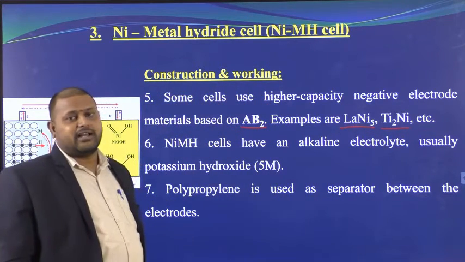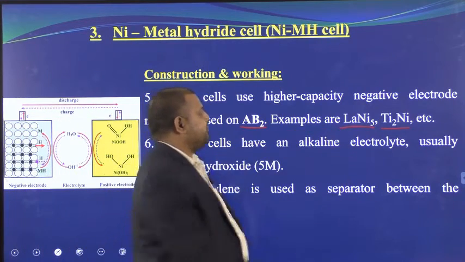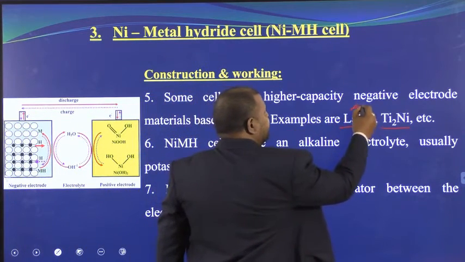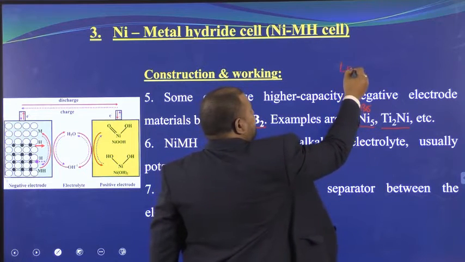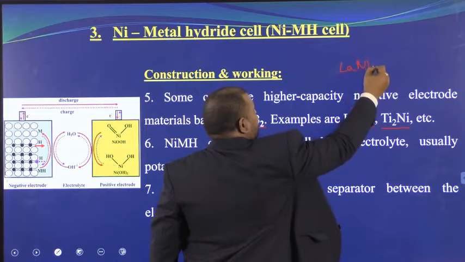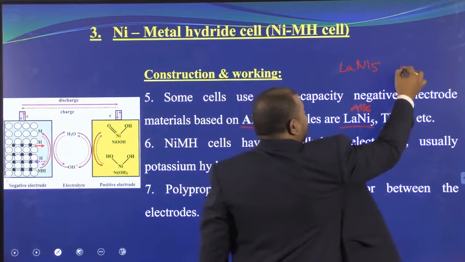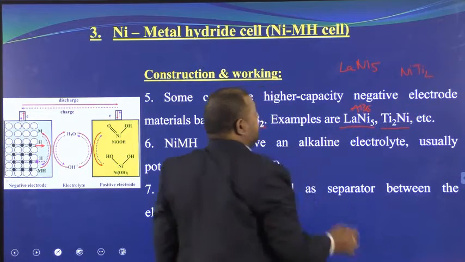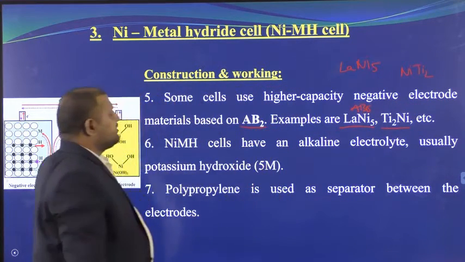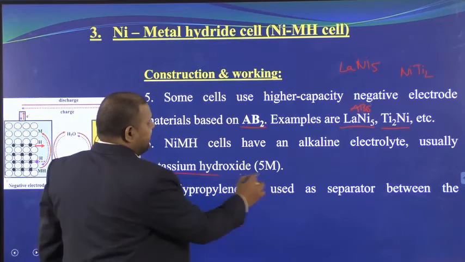So Ti2Ni means NiTi2, and here this is AB5 type. A is one metal, B is one metal. A is lanthanum, B is nickel, and we have written 5. And here A is titanium and nickel is twice, Ni2, AB2 type. We have that. So nickel metal hydride also has potassium hydroxide, alkaline.